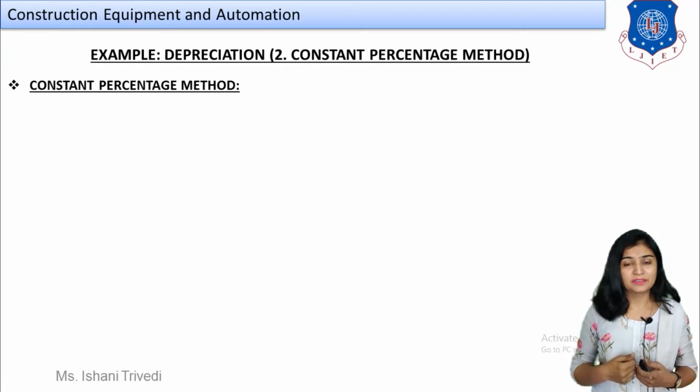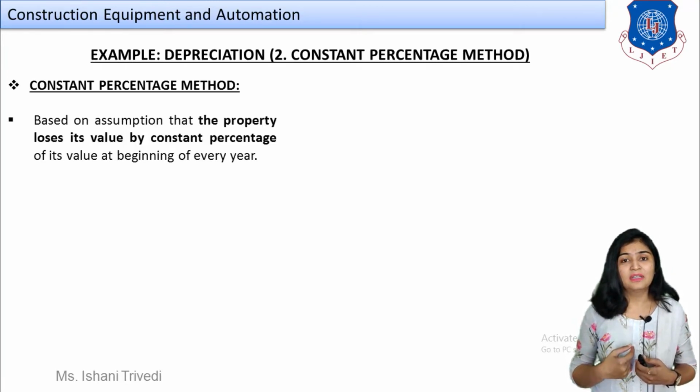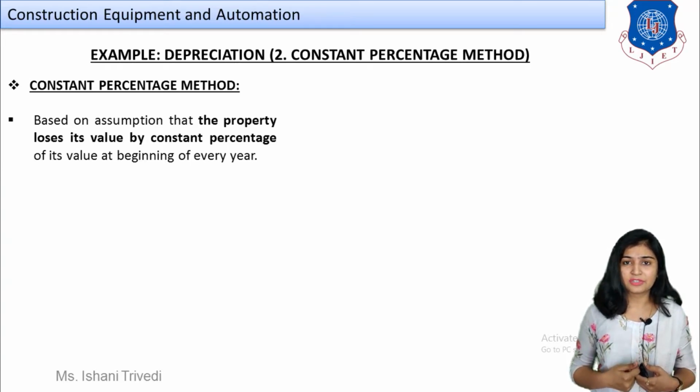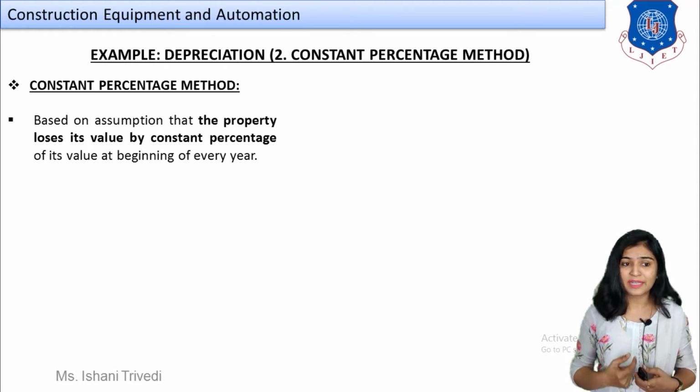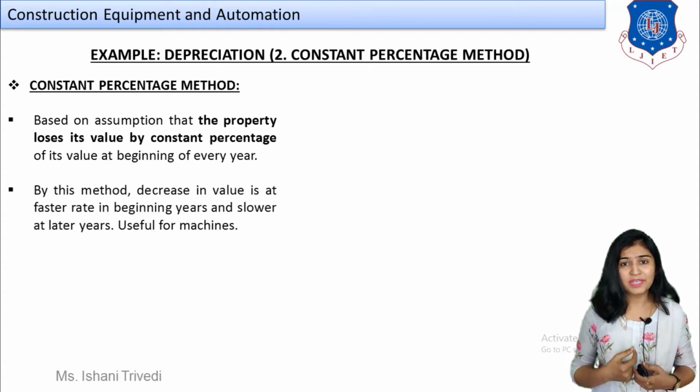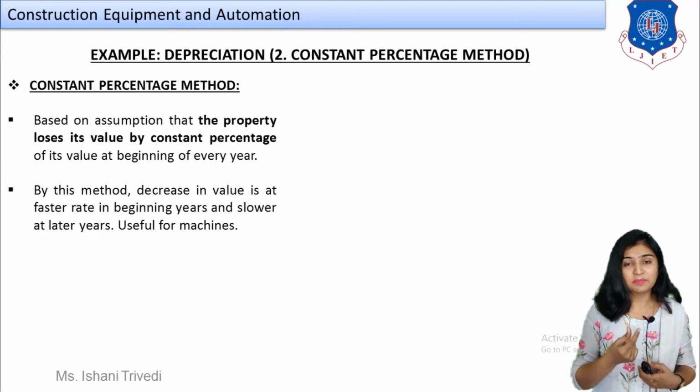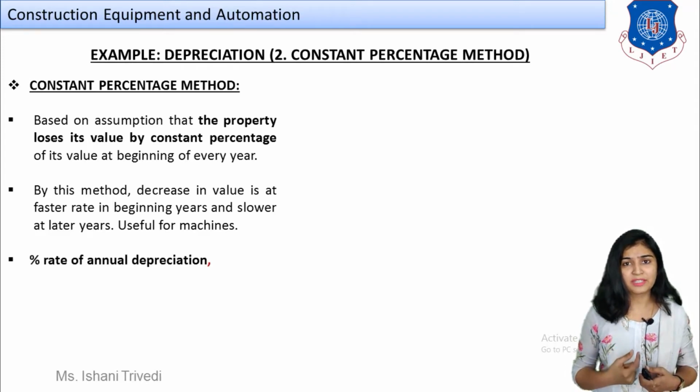Now here in this method it is based on an assumption. Let us read the technical point over here. It says that it is based on the assumption that the property or the equipment loses its value by a constant percentage of its value at the beginning of every year. In the straight line method we had a constant amount fixed with the help of the formula, and now here we are going to find out a constant percentage. That percentage will be multiplied with the amount at the beginning of the year, which we will calculate in the example. That is going to make it more clear for you.